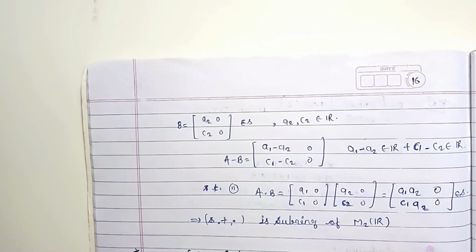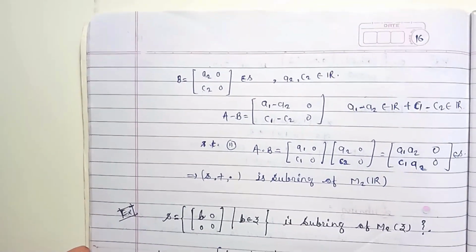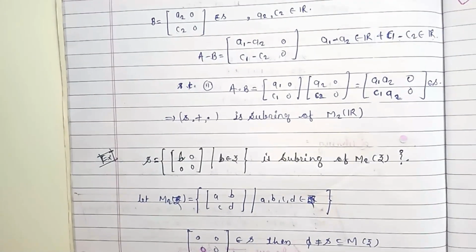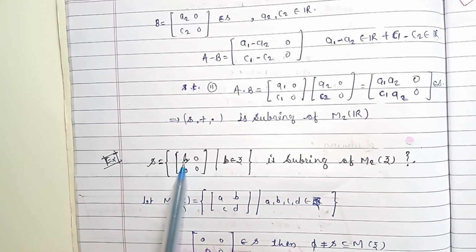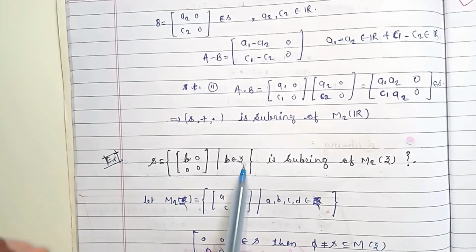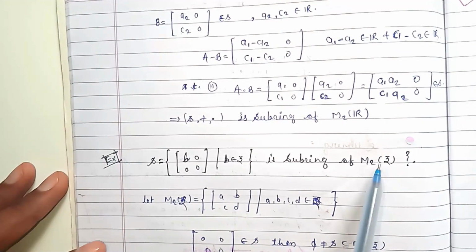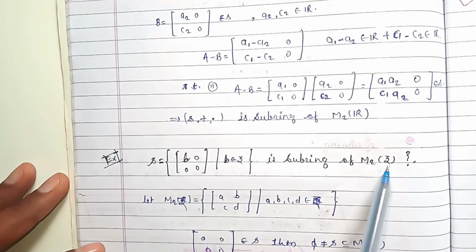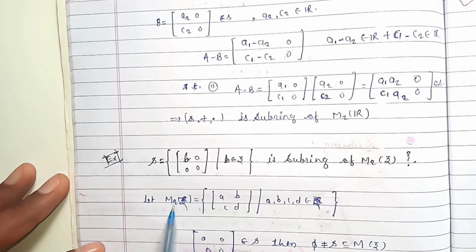We will see whether it is a subring or not. So here in my second example, I have given S, a subset of M2R, S equal to the matrices with entries B, 0, 0, 0, where B belongs to the integers. Is it a subring of M2Z or not? So we have to show whether it is a subring under the integers or not.